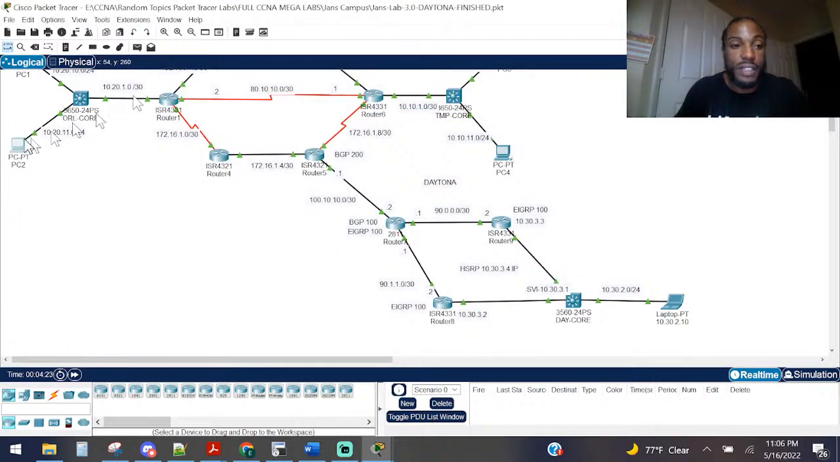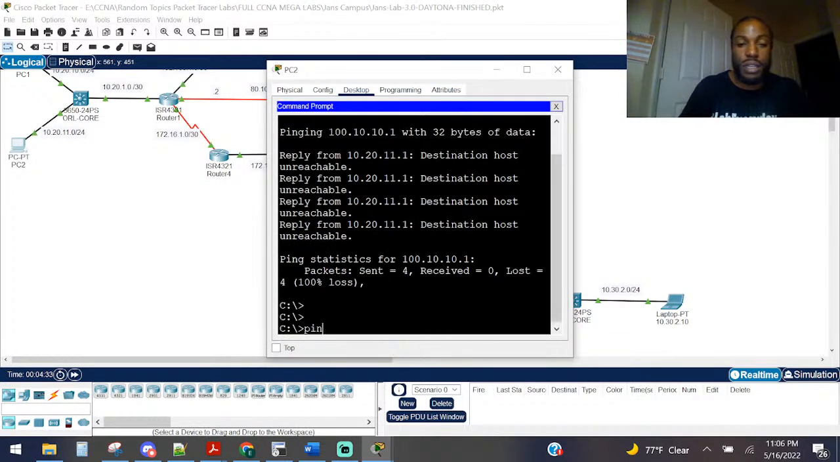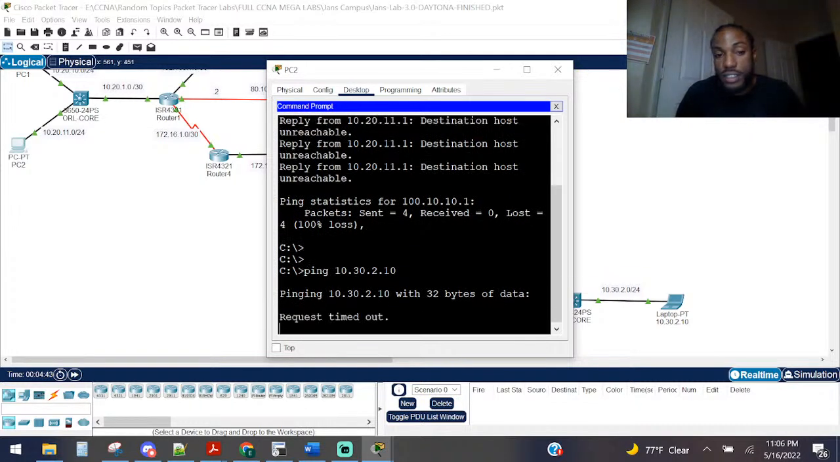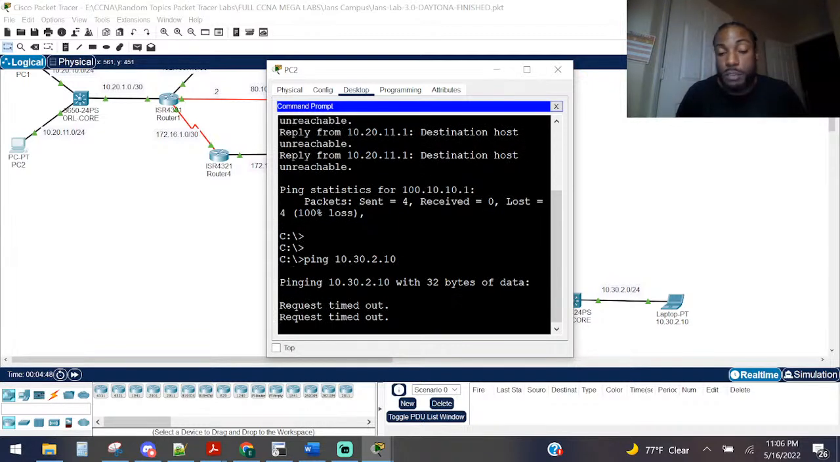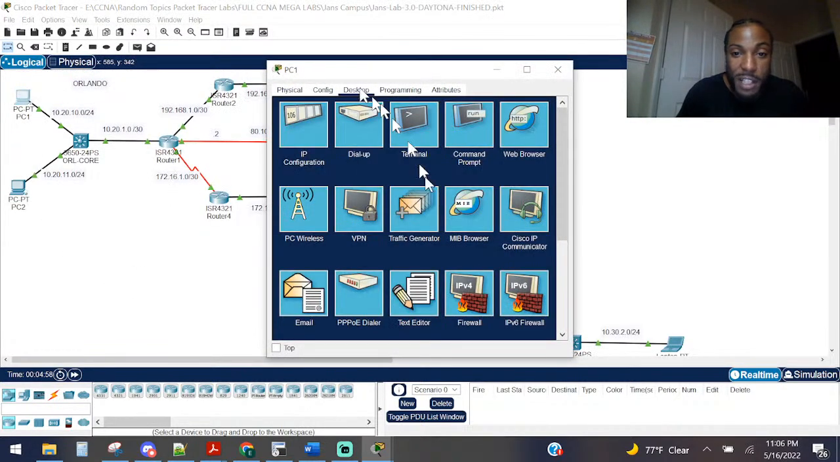Because see, this is the finished one, right? Tampa or Daytona, 10.30.2.10. Ping 10.30.2.10, and it's not working. We probably gotta wait for a little bit, because sometimes you gotta wait for convergence. You have to have devices ping each other and stuff like that. But y'all see, it says finish, and I remember pinging everything, and everything worked. So I was like, all right, good. So I'll be able to do this before I start streaming.